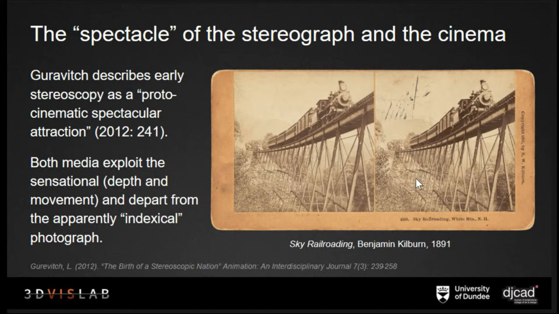The stereograph, popular in the late 19th century, used stereo vision to give a sense of presence in what Gurevich describes as a proto-cinematic spectacular attraction. Gurevich suggests that the way in which the stereograph and the motion picture call upon bodily engagement, through stereo depth perception with the stereograph and through the persistence of vision with the motion picture, marked a radical departure, first of all, from the apparent indexicality, that apparent objectivity that was attributed to the photograph, but also it afforded both media the attraction of spectacle.